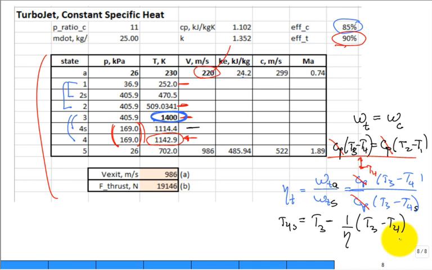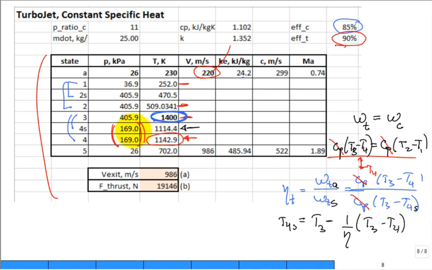Anybody confirm the number? You did? Was it my original equation? No. So I divide by efficiency. Divide by 90%? Yeah. 0.9. Oh, that's right. Yep, you're correct. It's a lower temperature. T4S is lower than T4 actual. Got it. All right, so this is actual.